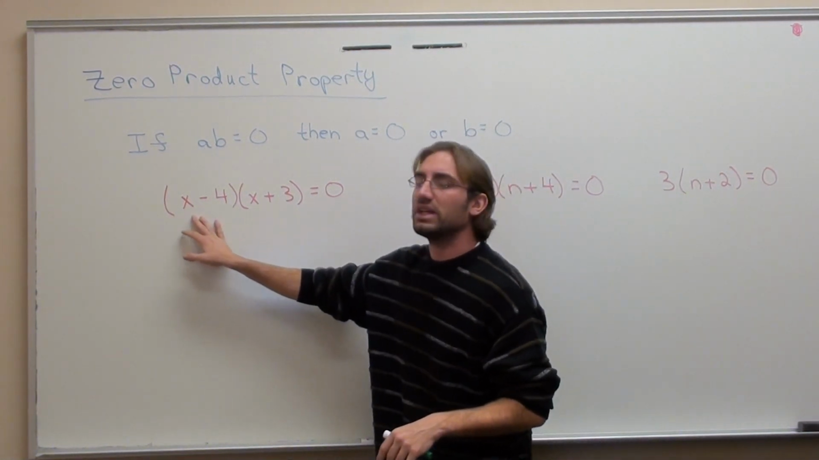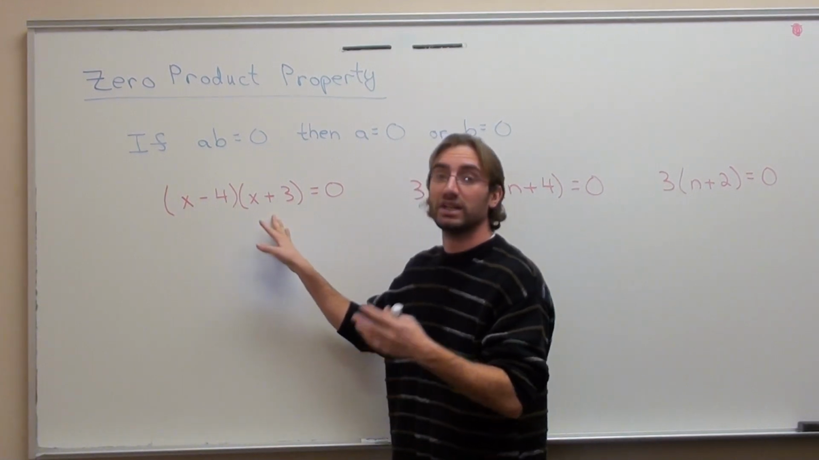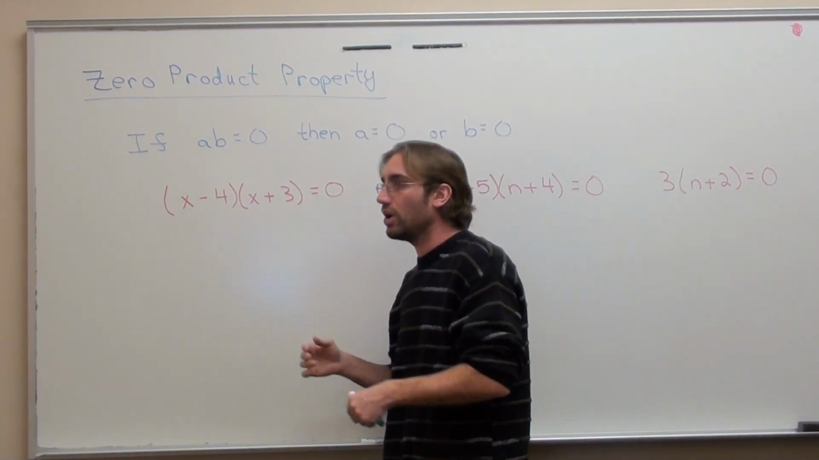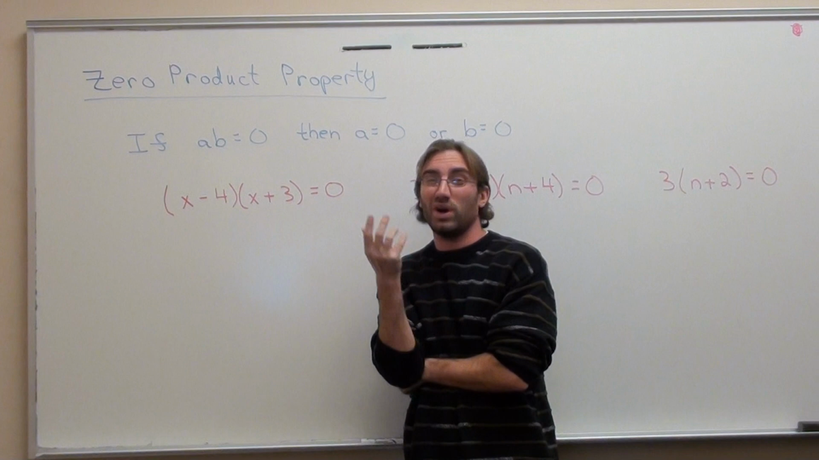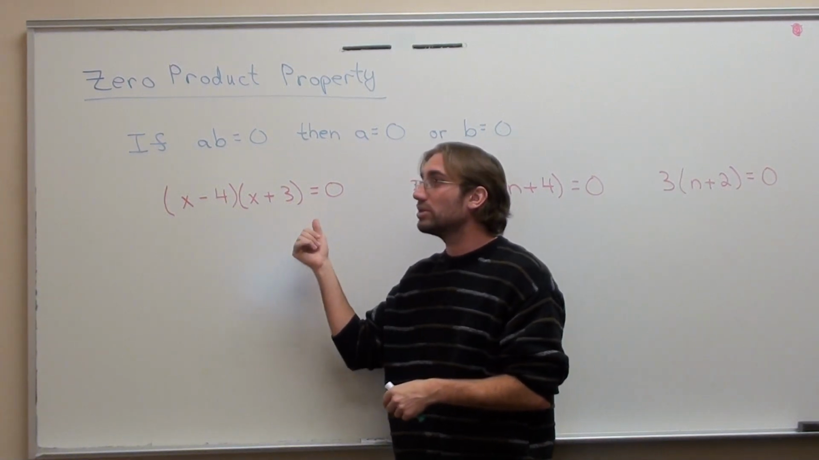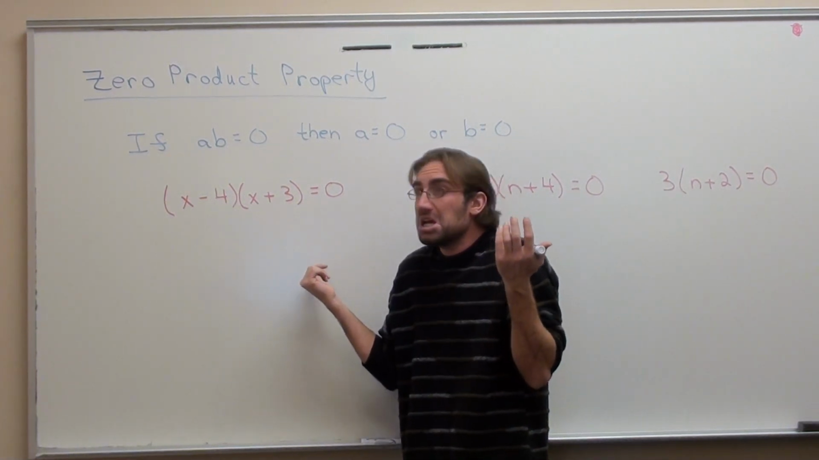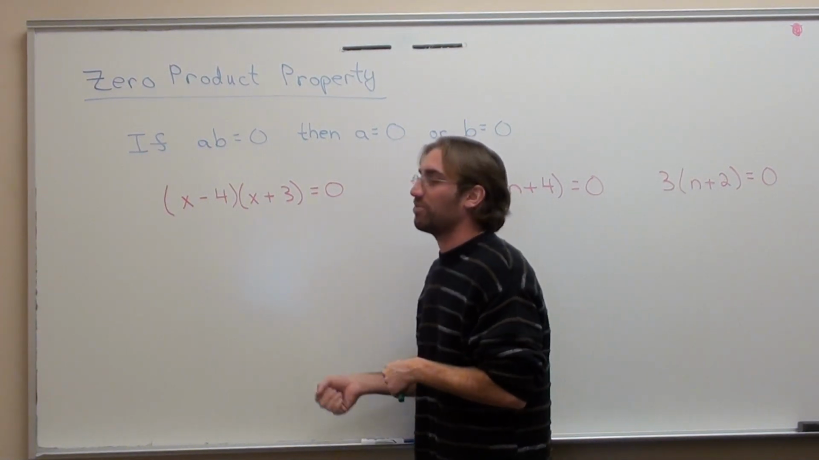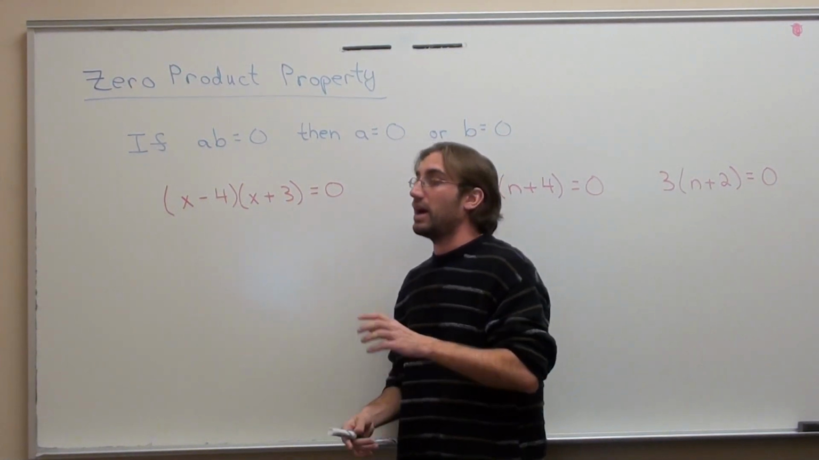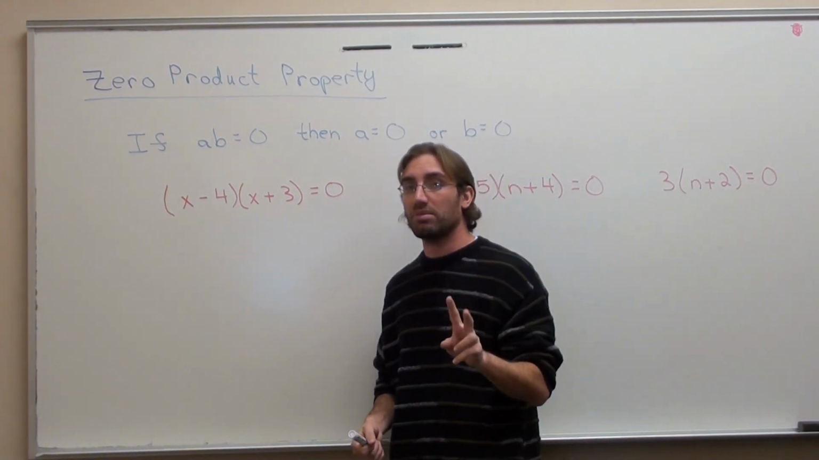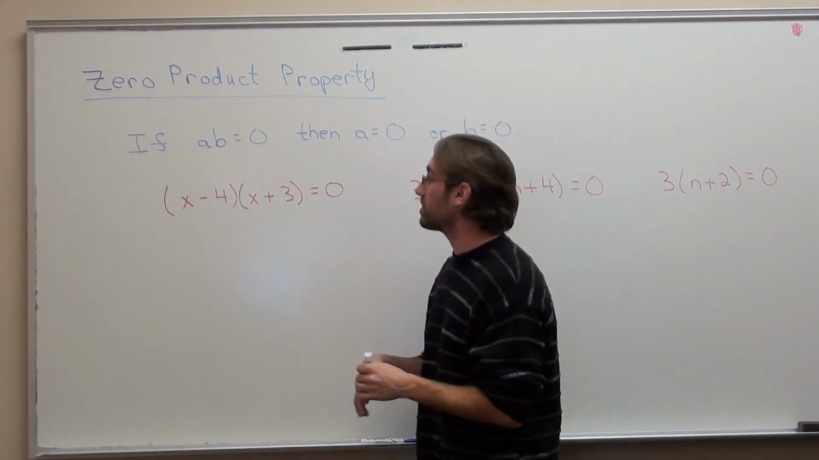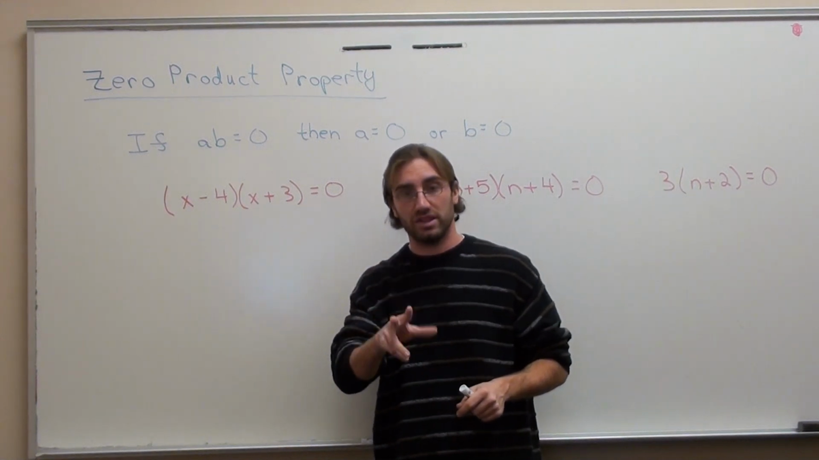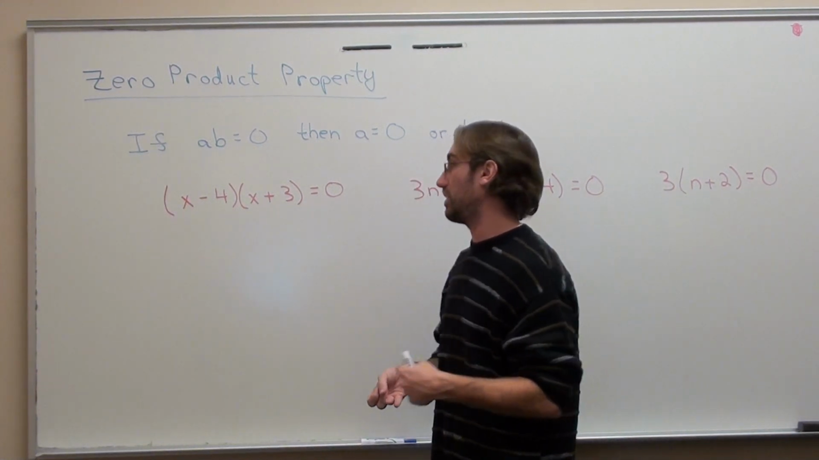So I've got the quantity x minus 4 times the quantity x plus 3 equals 0. Well, I want to figure out what x value is going to make this true. I suppose I can substitute and try to figure it out, but that takes forever and it's quite boring. I will tell you that there are only two numbers that you can substitute in that will make this true. One of them is 4 and the other is -3.